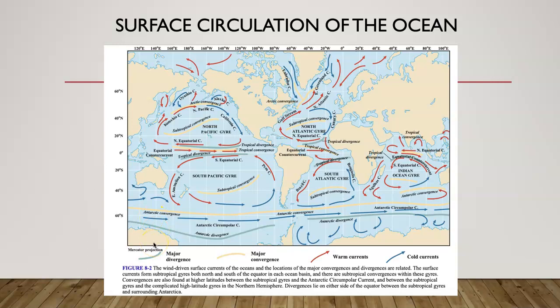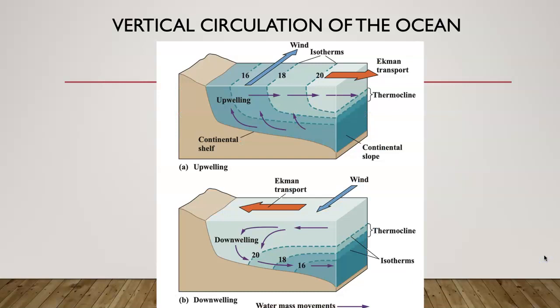So I just wanted to make you aware of these surface currents that we really haven't talked about yet. Now, the ocean also circulates vertically. It circulates from shallow to deep. And when ocean water comes from the deep to the surface, we call it upwelling.